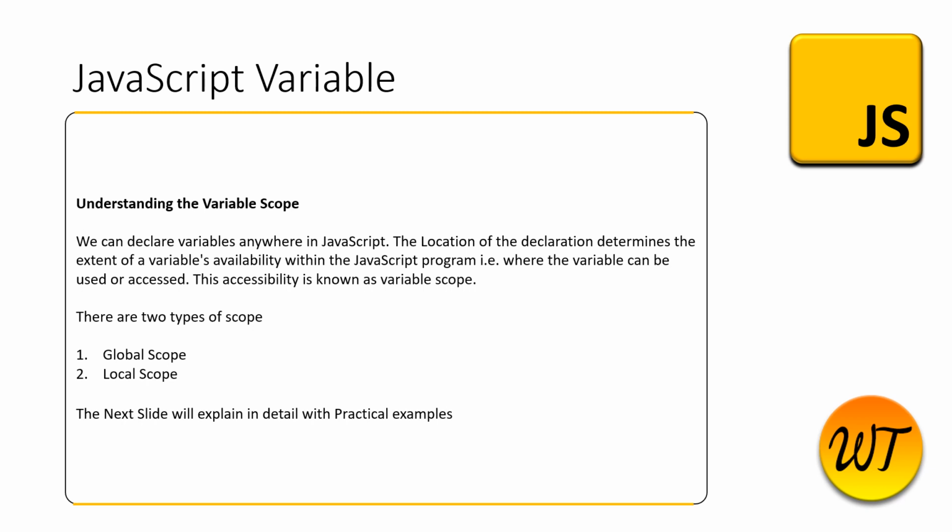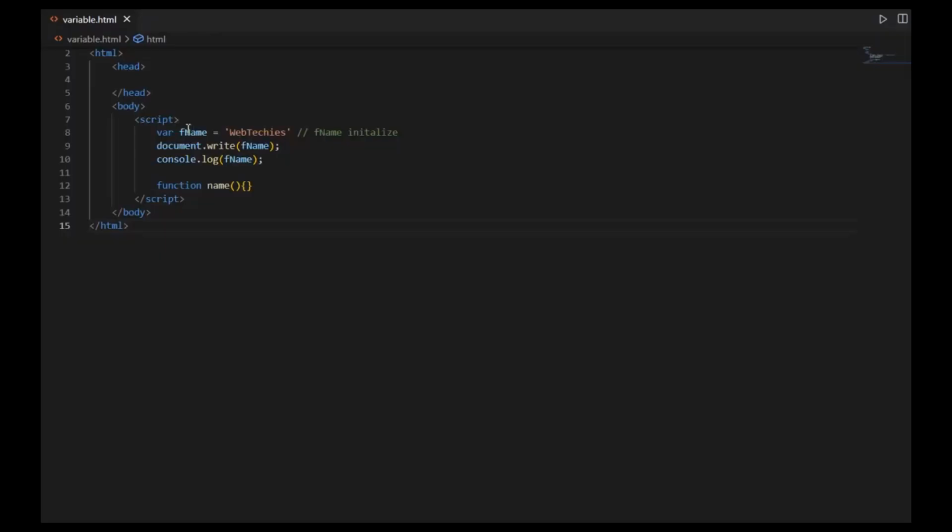This accessibility is known as variable scope. There are two types of scope: global scope and local scope. In the next slide, we'll explain in detail with practical examples. We will see how the local variables will work.